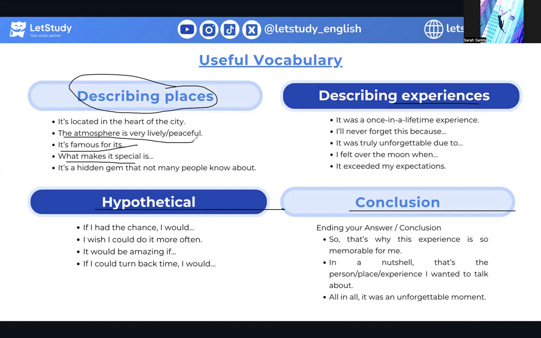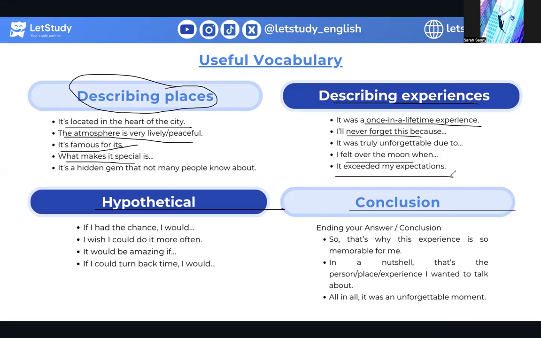The atmosphere is very lively. Where is it located? In the heart of the city? Atau if it's not in the heart of the city, mungkin like, oh, it's in a smaller city. Seperti itu. Describing experiences. It was once in a lifetime experience. I'll never forget this because of something. I felt over the moon when it exceeded my expectations.